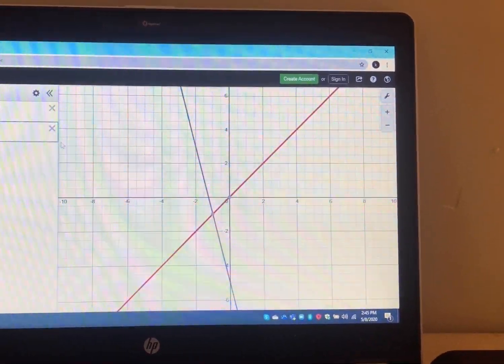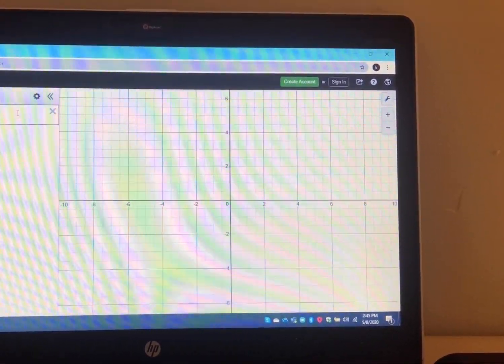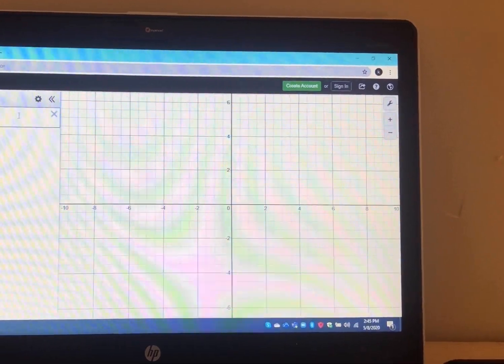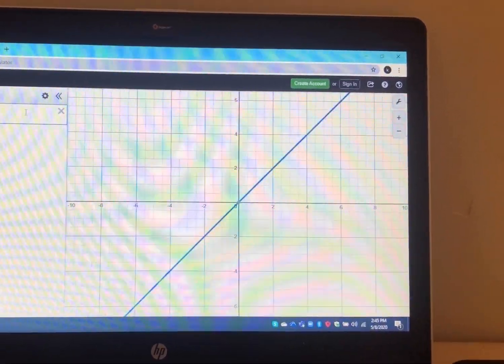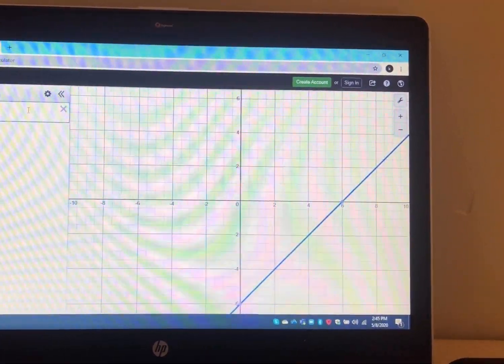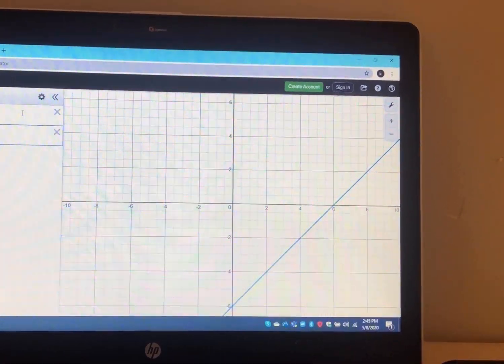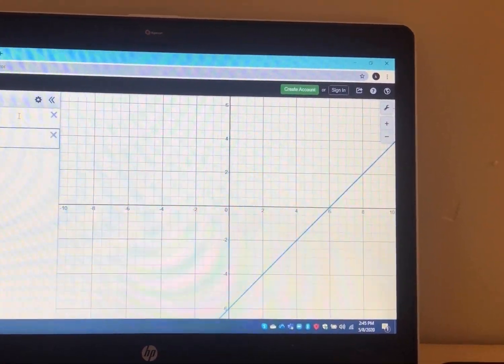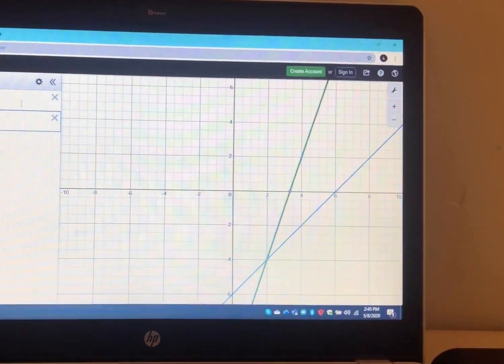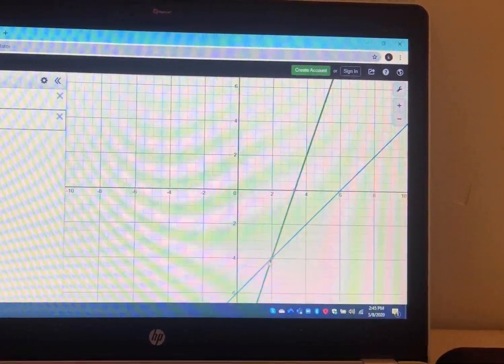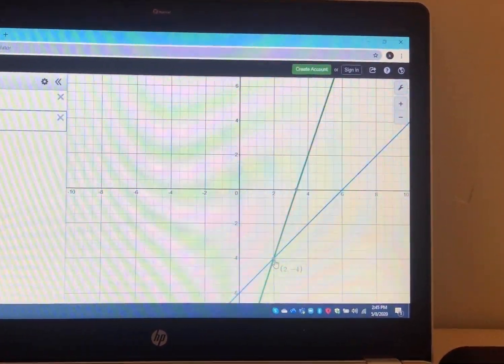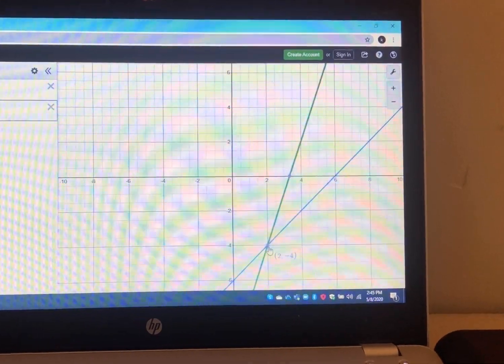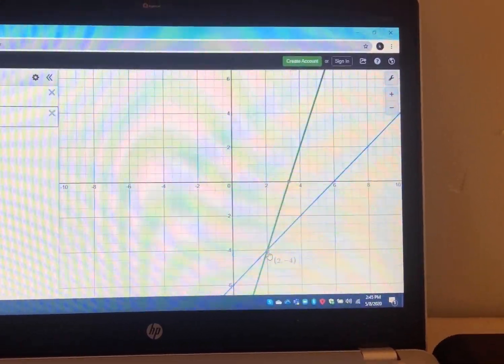Okay, finally, the last one we're going to do using Desmos is number 8. We have the equation y equals x minus 6. Second equation, y equals 3x minus 10. Here's where our 2 lines are crossing. Let's just identify the ordered pair. It gives us 2 and -4, which is option T on our paper.